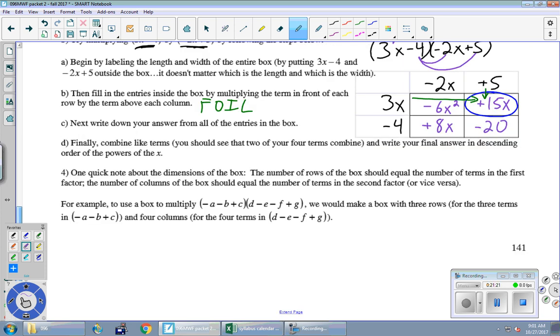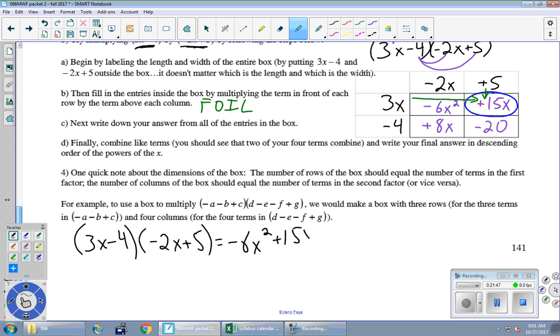We're going to have to clean it up just a tiny bit, but all we have to do is read the stuff that's inside the box. So I'm going to rewrite the original problem, which told us to multiply 3x minus 4 by negative 2x plus 5. And that is equal to, and then we just have to copy the stuff that's in the box. You can put the things in the box in any order. I'm going to read across the top row first, left to right. Negative 6x squared plus 15x. That's why I like putting that plus sign there. And then I'm going to read across the bottom row, plus 8x minus 20.